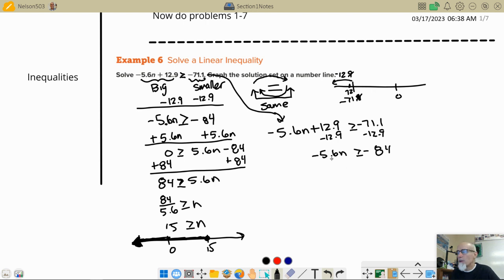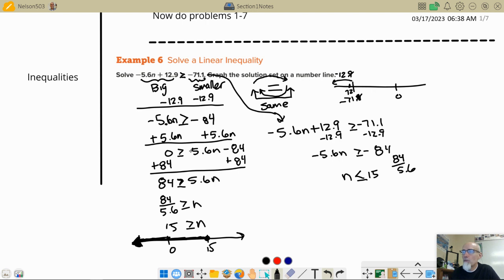Okay, now watch this. If I divide by negative 5.6, I get n is greater than or equal to, what do we say that is? That's 15. When I take 84 divided by 5.6, I get 15, right? And there's a negative divided by negative. Now look at this. n is greater than or equal to 15. See, that shades completely the opposite way that we want it to. So when I divided by this negative, you have to switch the inequality sign, because if you don't, your variable is on the wrong side of the inequality.